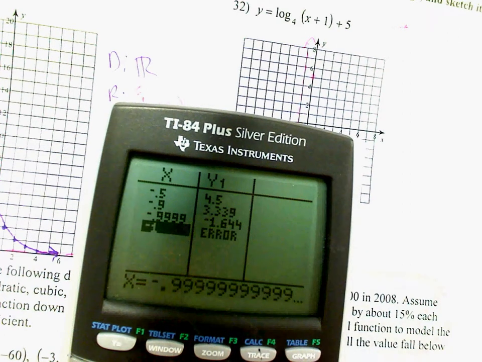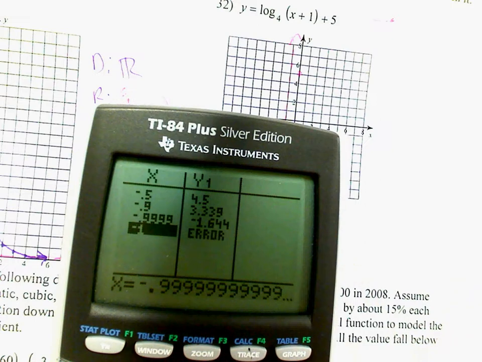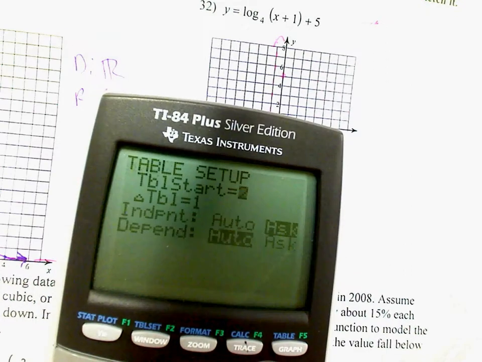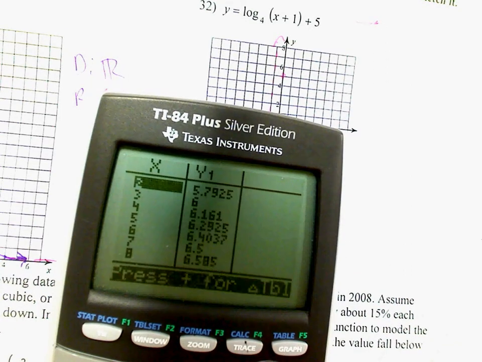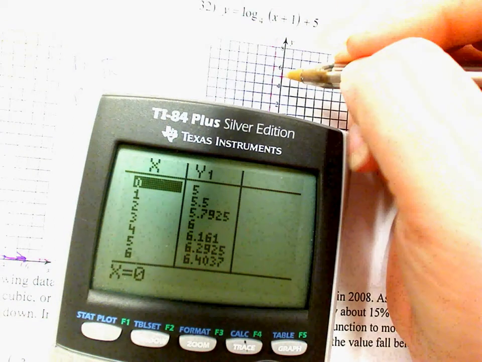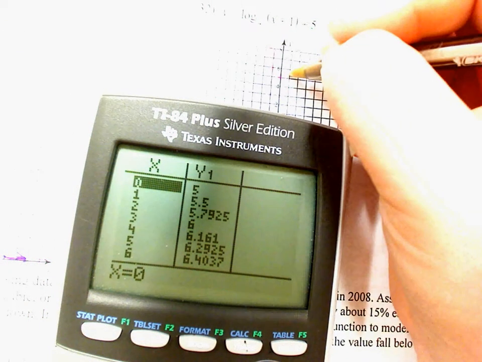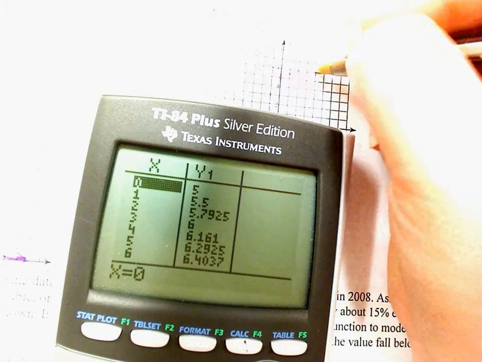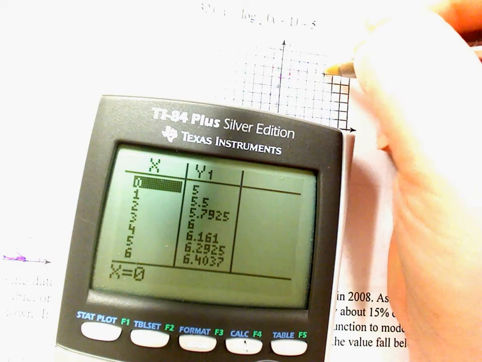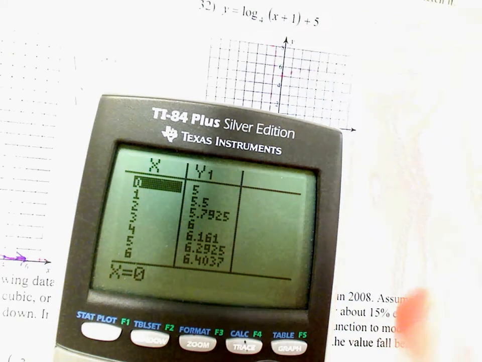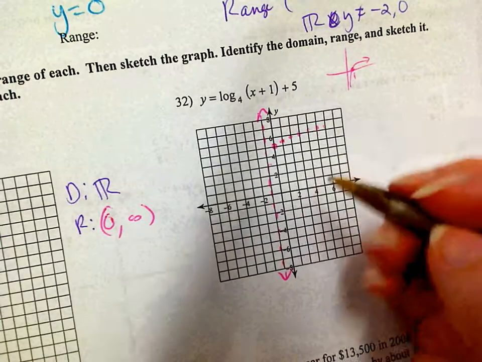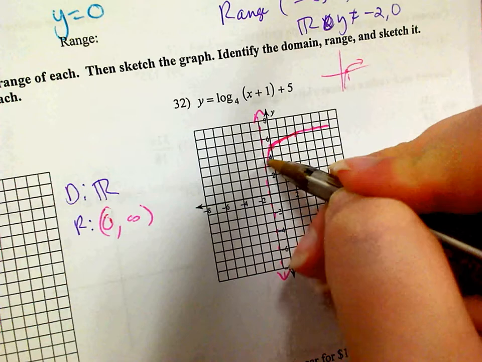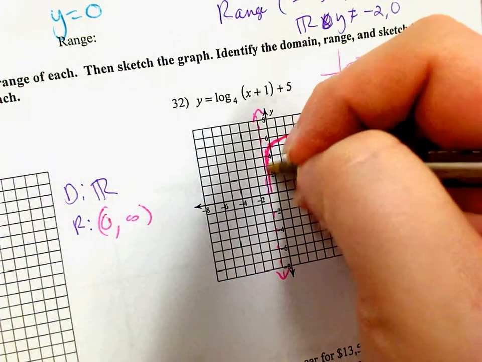So now I need to go to my table, and I want to see what the table is at 0. 0 is 5. At 1, 5.5. At 2, 5.79. And then at 3, 6, 6.1, 6.3, 6.4. Very hard to distinguish between these when you have a big pen and a small graph. So, notice something like this. There you go.